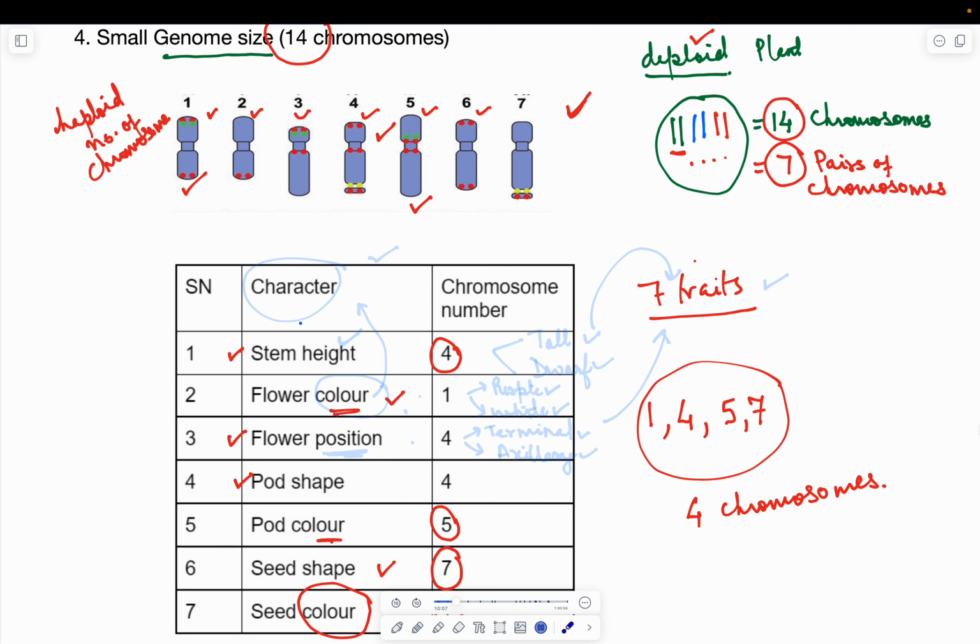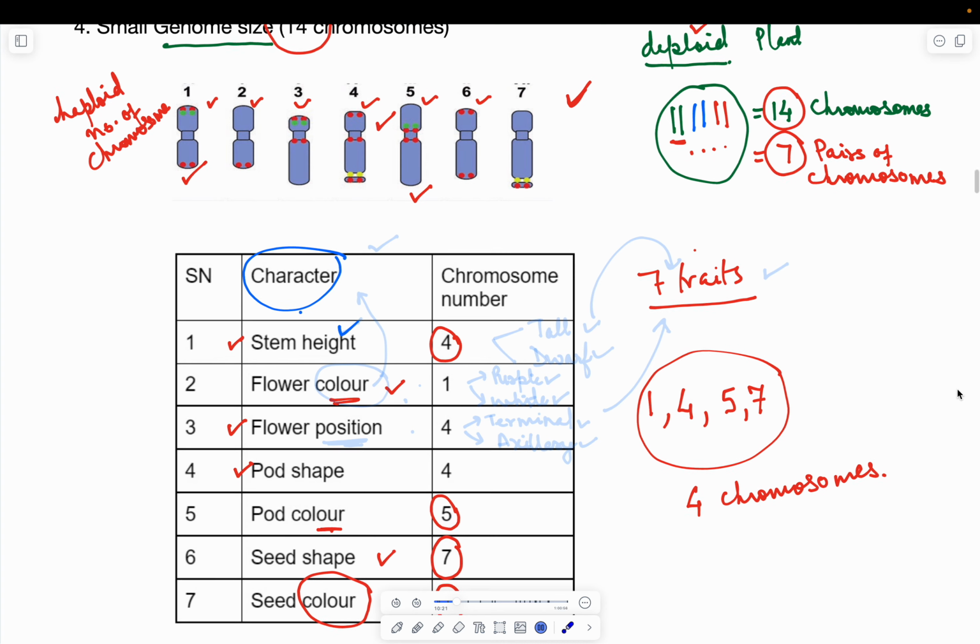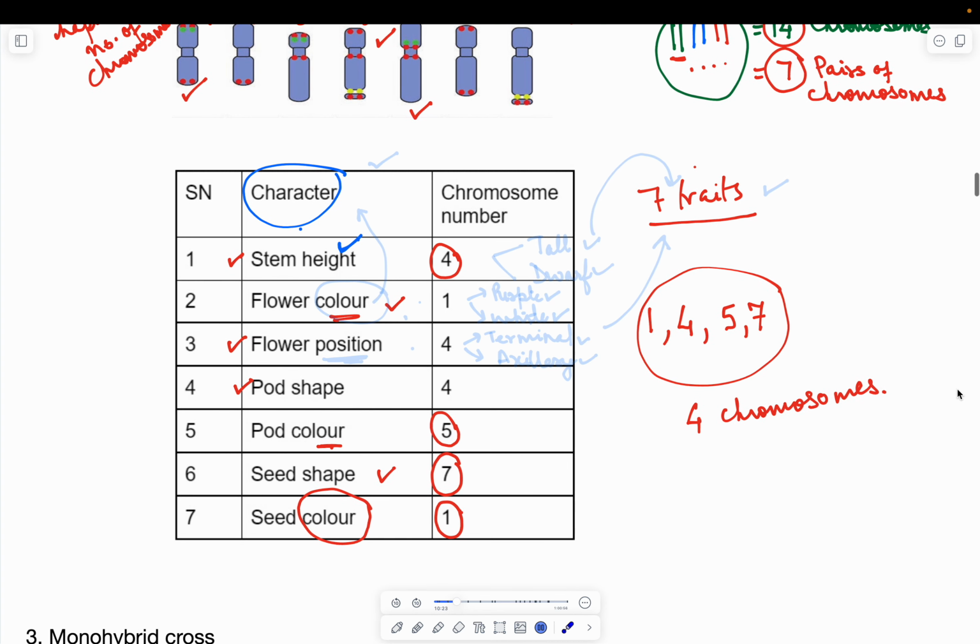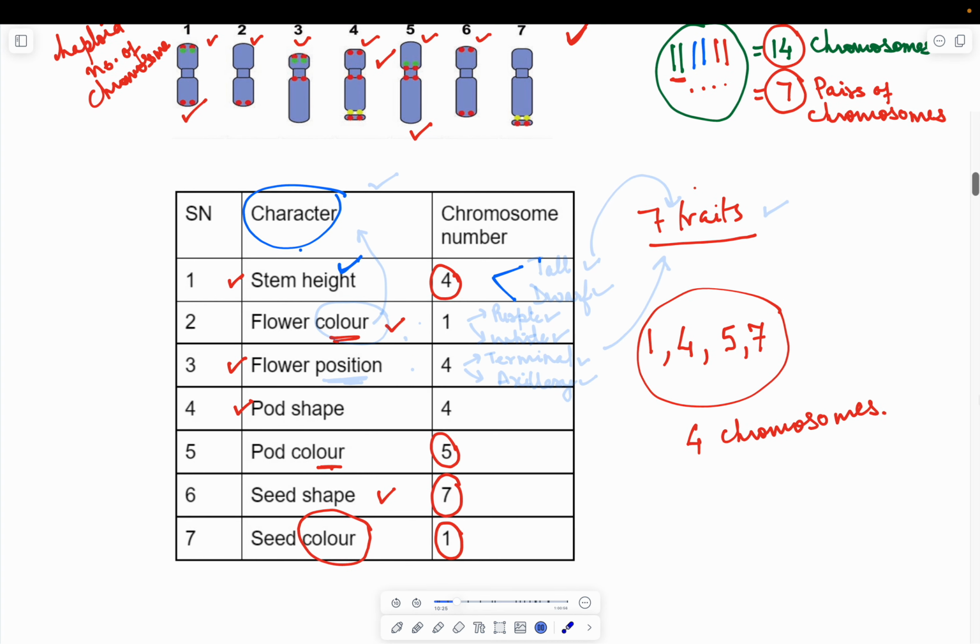So one thing I want to make clear is the character and traits. I'm using these terms again and again. So what's the difference between character and trait? Character is height, the stem height is the character here. So height can be of two types, either the plants were tall or the plants were dwarf. So tall and dwarf are the two traits of a character.